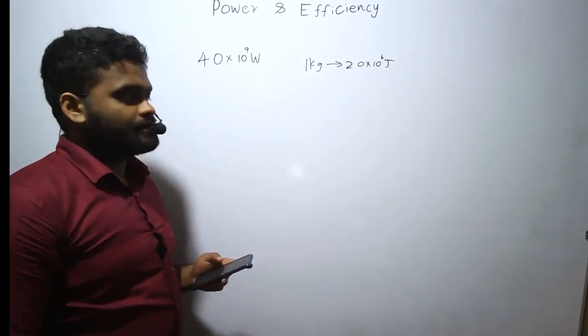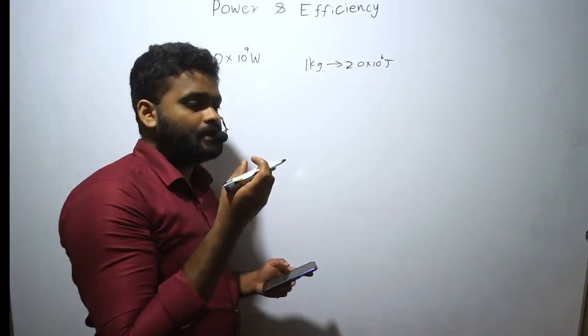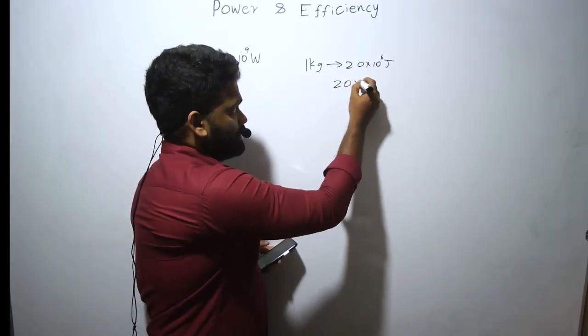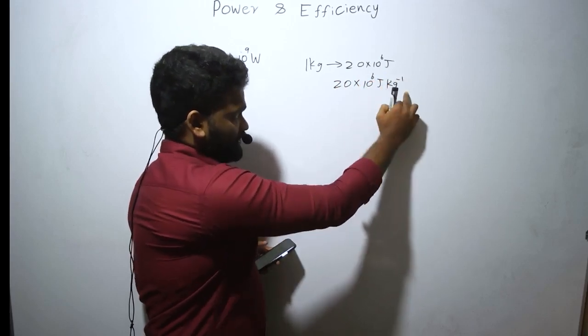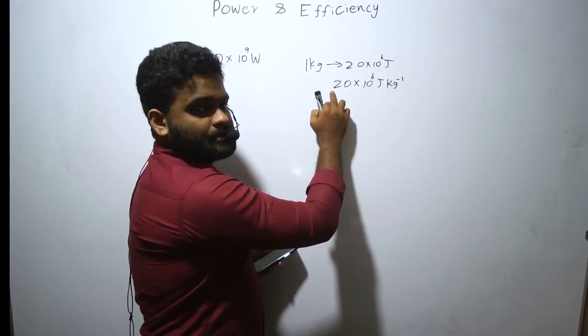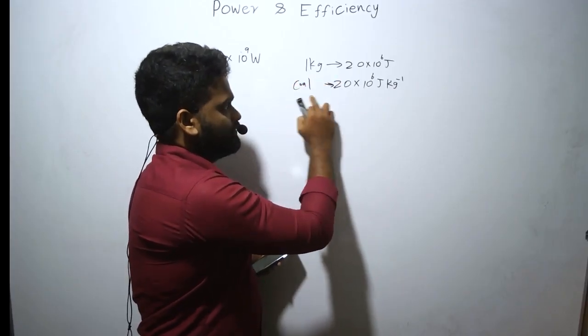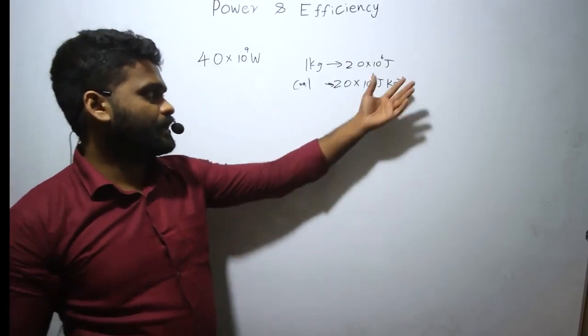We call this the calorific value of a fuel. So that calorific value, you can write it like this, 20 times 10 to the power 6 joules per kilogram. Per kilogram, this much energy. So this is the calorific value of coal, right? Per kilogram, this much energy.